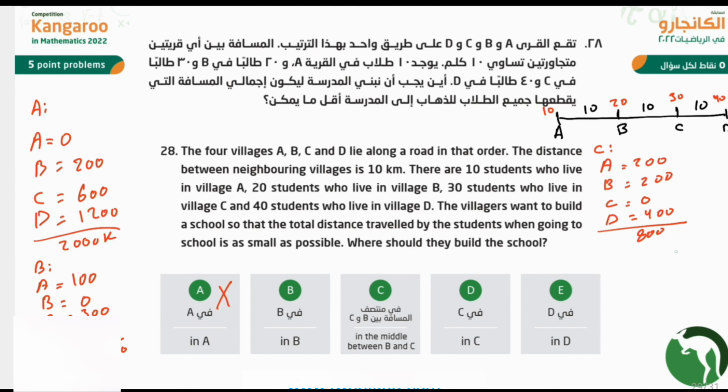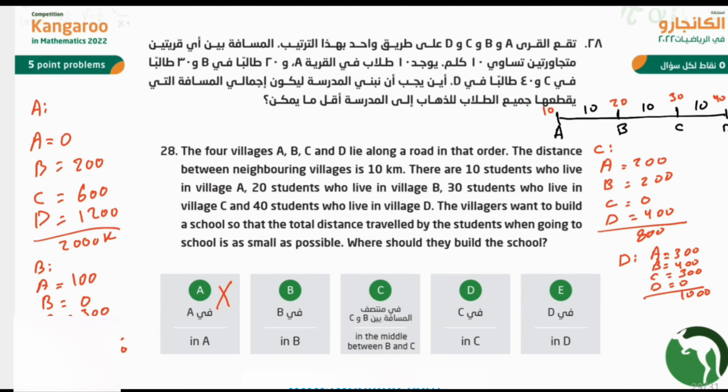Now, if we assume that it will be built at D, we have A as 300 and B is 400 and C is 300 and D is 0. So here we will obtain 1,000 kilometers.